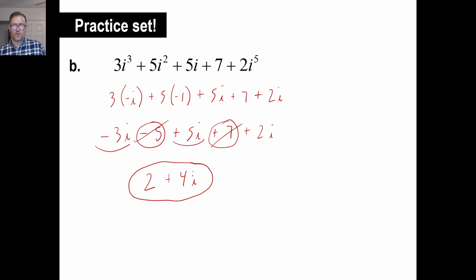Okay, 2 plus 4i, that is your complex number. The real is first, the imaginary is second. Look at that group of 4: i to the first, i to the second, i to the third, i to the fourth. Memorize that as fast as you can, and that makes all these really quick ones.